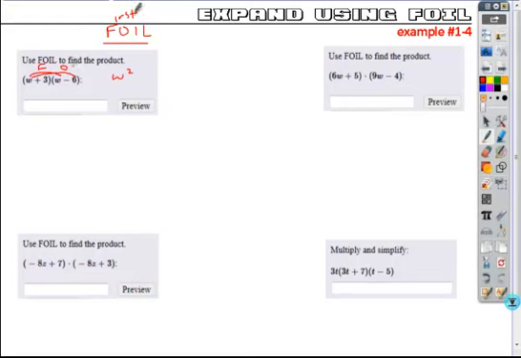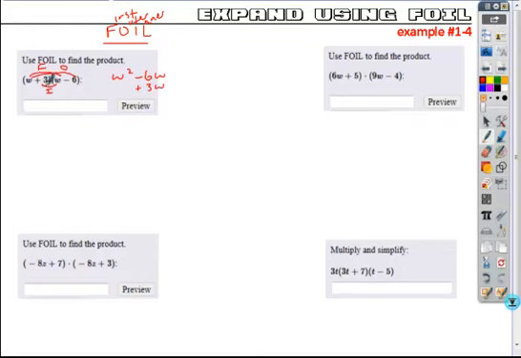Again, we're just distributing here. And so that's the O. W times a negative 6 is negative 6W. Then you go and distribute the second term, the 3, and this becomes your inner products. So that's the I's. 3 times W. Notice I'm vertically stacking my like terms like we did yesterday.